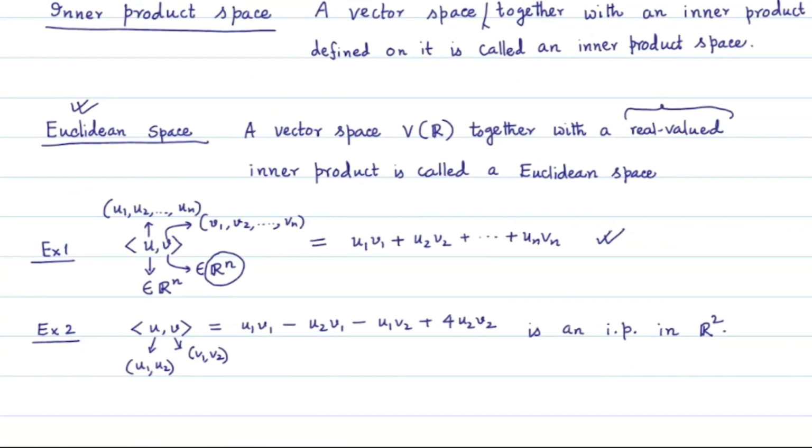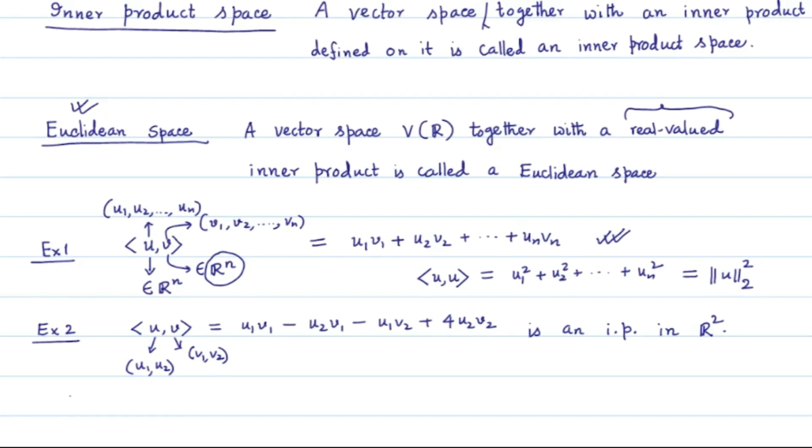We see that in the first example, if we take the inner product of the vector u with the same vector u, then we get the expression u1 square plus u2 square plus till un square, which is nothing but the norm of u square with the L2 norm. Therefore, the L2 norm of u is the positive square root of the inner product of u and u. This phenomenon is not just a coincidence.